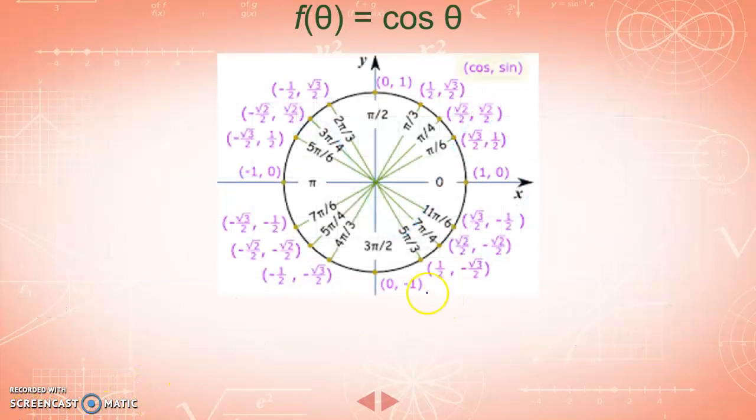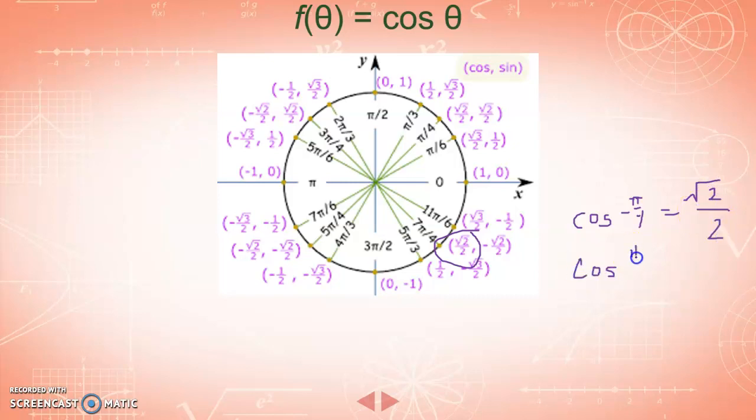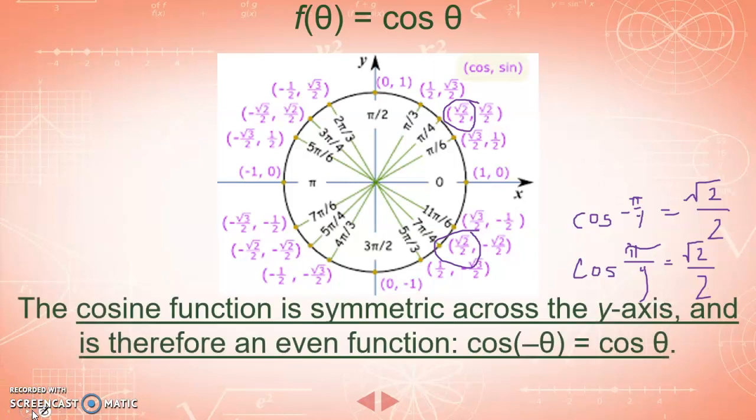Let's go back here and see. So the cosine of negative, let's just stick with pi over 4. Cosine of negative pi over 4, right here. Cosine of negative pi over 4 is root 2 over 2. And that should be equal to the cosine of a positive pi over 4. And let's see if that's the case. Cosine of positive pi over 4 is also root 2 over 2. So our definition is true. Cosine function is symmetric across the y-axis and therefore an even function.